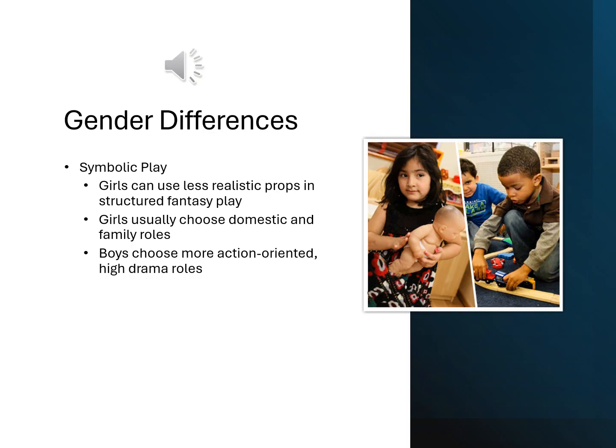There are also symbolic play differences between boys and girls. So when girls are engaged in fantasy play, so imagining things that maybe are not in the here and now, they tend to like more realistic looking props. Boys are more comfortable in creating and using props that may not look so realistic to the type of fantasy play that they're engaging in. It's not that girls don't engage in more flights of fancy, but they do tend to be more likely to choose domestic and family roles, so things related to the home.